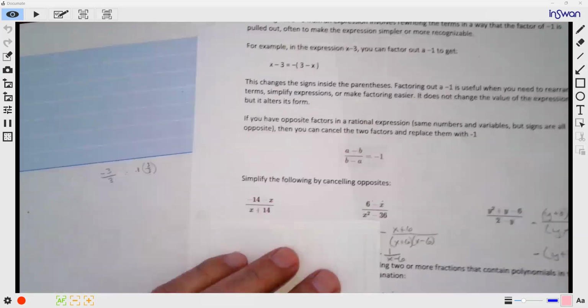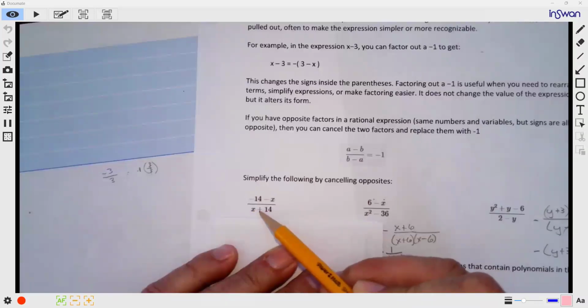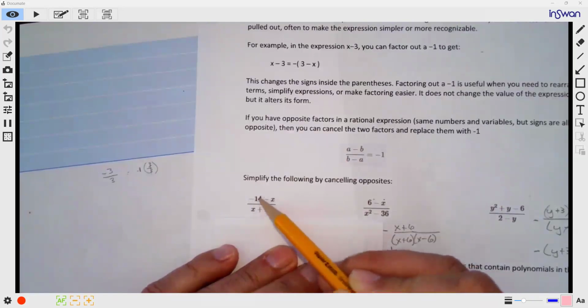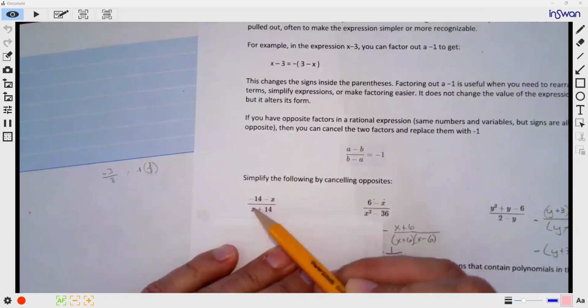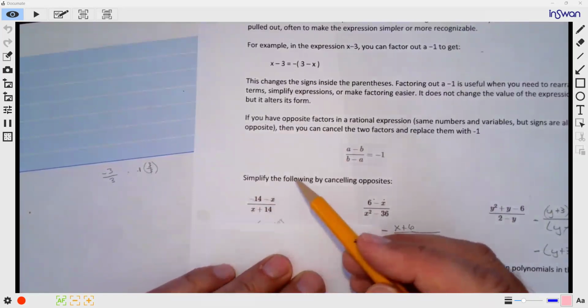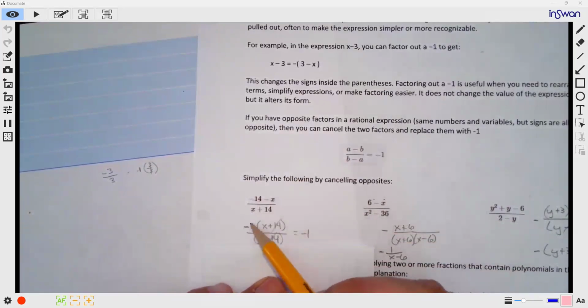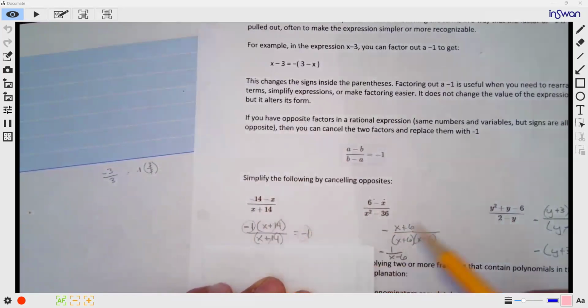So let's take a look at the notes. So here, just like the example I gave, on the bottom I got x plus 14, but on top I have minus 14 minus x. I got the right numbers, right variables, but the signs are completely backwards. Okay, so what can I do? I can factor a negative 1 out of the top. What does it do? It flips all the signs on the inside. Now these are identical. They can be canceled, but what was left is that negative 1.